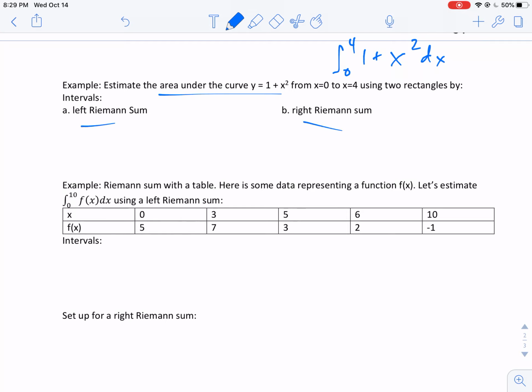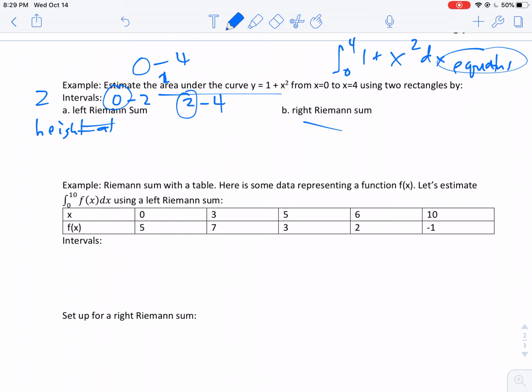So here I didn't give you a graph, I just gave you an equation instead. But what you want to do is first off, just split it into two intervals. So if I'm going from 0 to 4, if I cut that in 2, the midway point is 2. So my intervals are 0 to 2 and then 2 to 4. Okay, so if I do a left Riemann sum, I'm using the left endpoint at each. So I still use the height at the left endpoint.